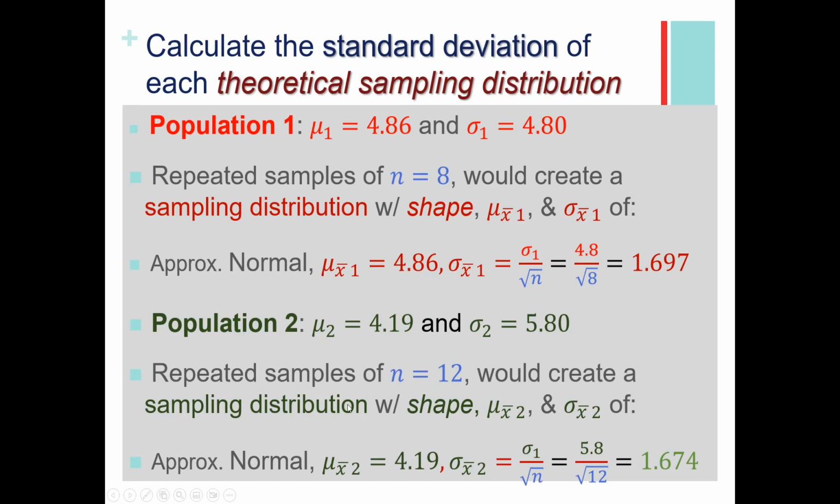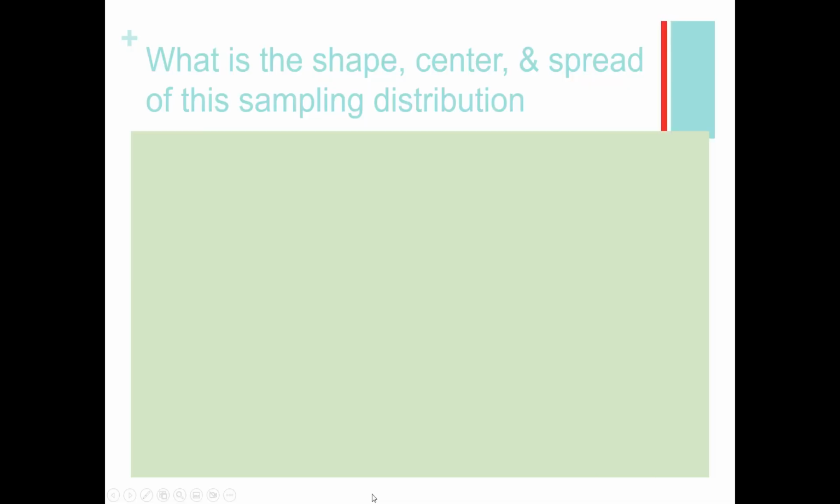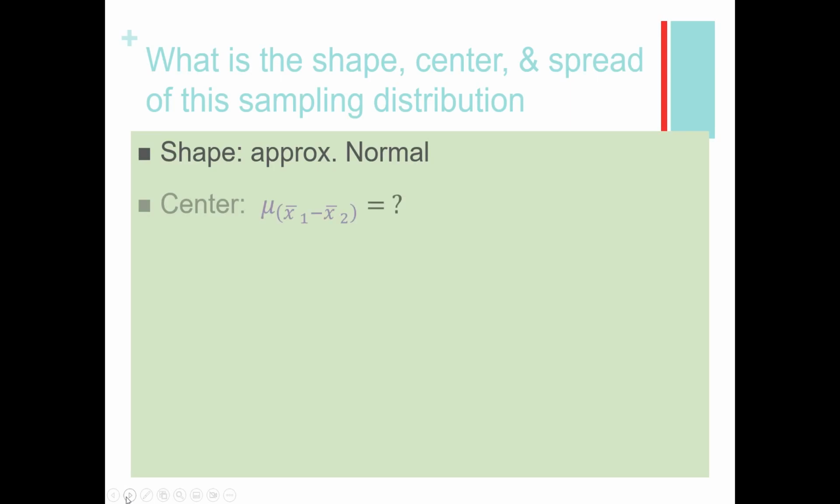So the real question is, how do we determine the shape, center, and spread of the theoretical sampling distribution where we're looking at the difference of these two? What is the shape, center, and spread of the sampling distribution for the difference of sample means going to look like? Well, since both of the repeated samples were drawn from populations that were approximately normal, even though their sample sizes were small, this sampling distribution will be approximately normal.